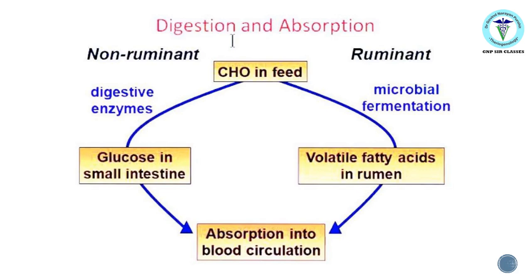In the process of digestion and absorption, non-ruminants and ruminants handle carbohydrates differently. Non-ruminants use digestive enzymes to break down carbohydrates into glucose in the small intestine, which is then absorbed into the bloodstream. Ruminants, on the other hand, rely on microbial fermentation in the rumen to convert carbohydrates into volatile fatty acids, which are then absorbed into the bloodstream.